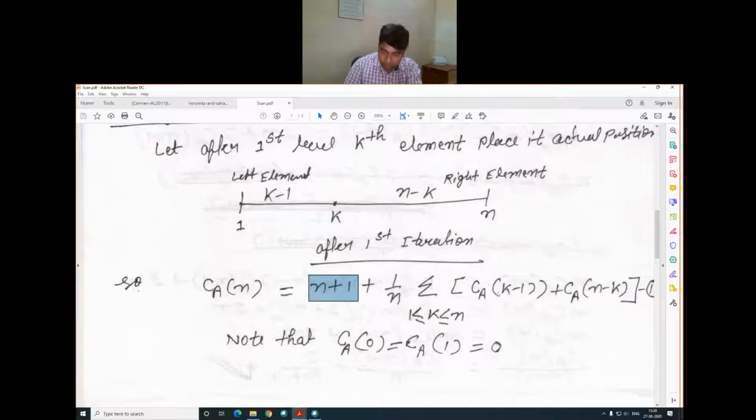Again we are computing the average case time complexity of k minus 1 elements plus the average case time complexity of n minus k elements. And from here we can see that k contains a value greater than or equal to 1 and less than or equal to n. I think it is clear. K contains values from 1 to n.